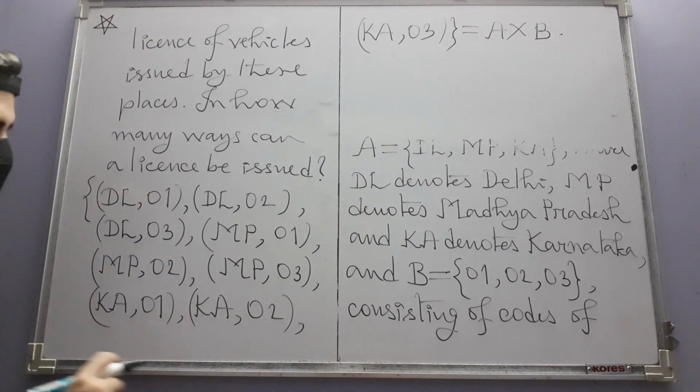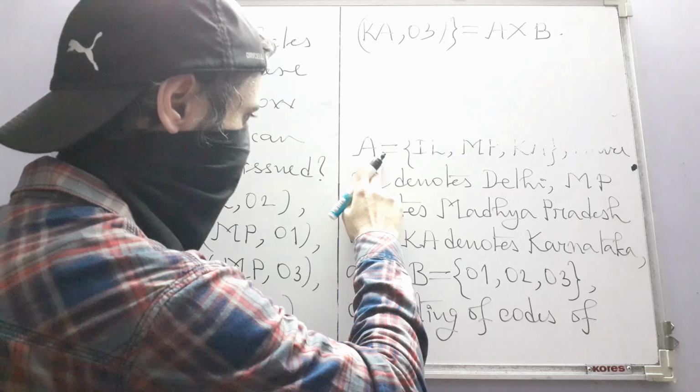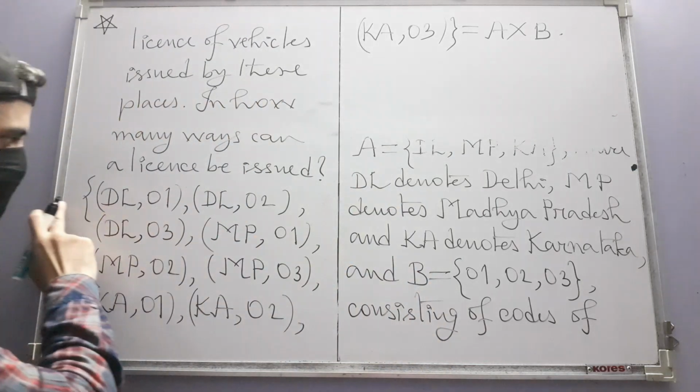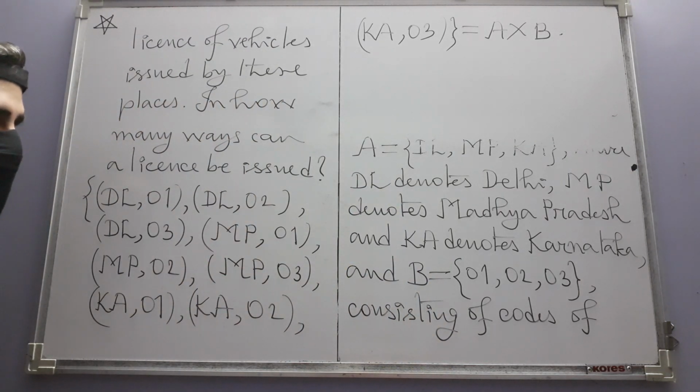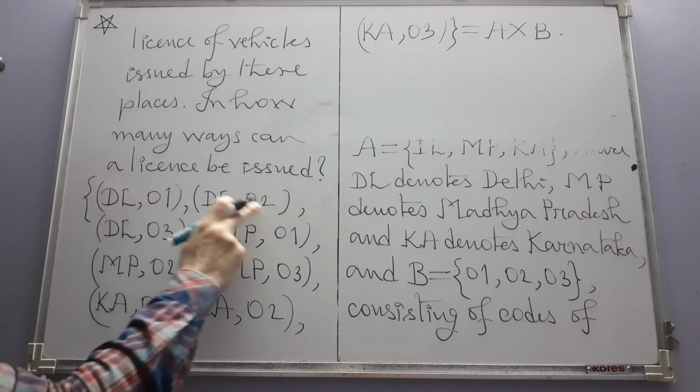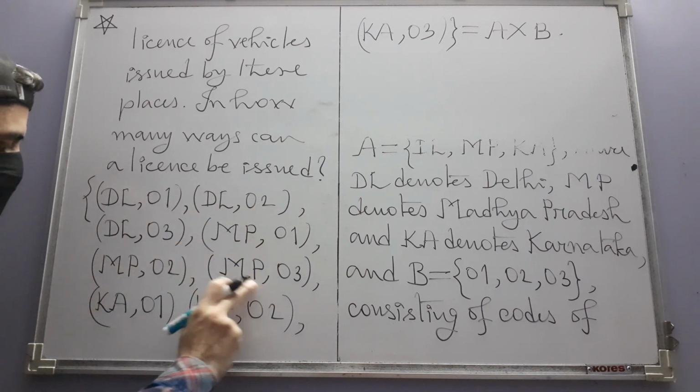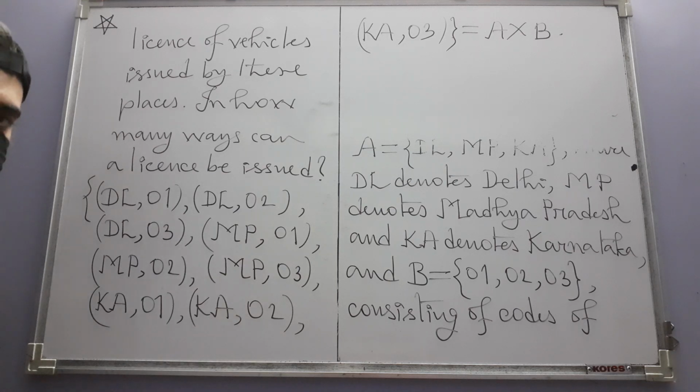Here, however, because we have 3 elements in both A and B, in total there are 9 elements in A times B. Are there really 9 elements? 1, 2, 3, 4, 5, 6, 7, 8, 9. Yes.